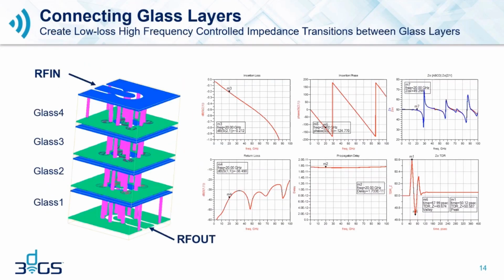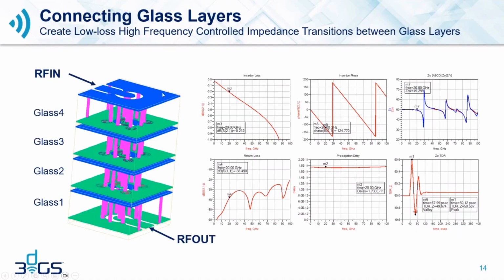So we talked about glass stacking and RF applications. That sounds great, but you need to be able to do this at high frequency. If you're stacking multiple glass layers together, we need to have controlled impedance, low loss transitions between those glass layers. If you could only put a chip on a single glass layer and it always had to be on the bottom floor, that makes it a lot less interesting. But in this case, we're talking about a stacked 4-layer glass module.